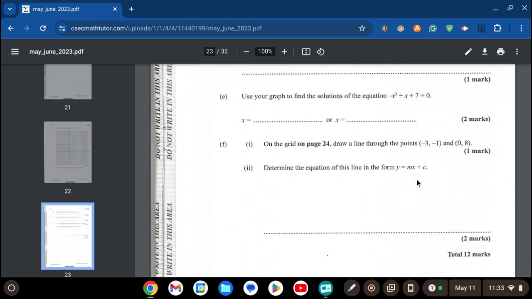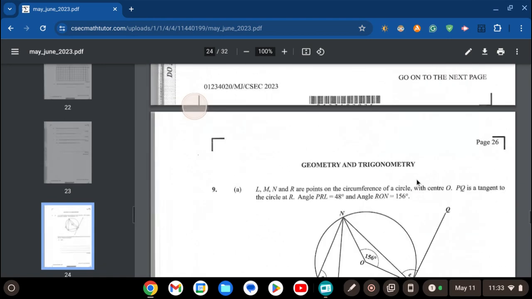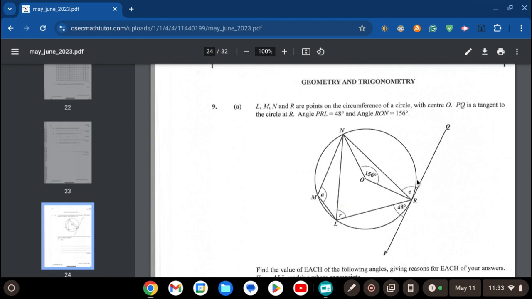So a straight line graph, otherwise known as a linear function, right? So now let's look at question 9. Question 9 is geometry and trigonometry.